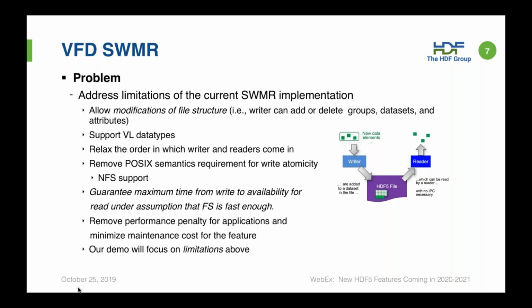We would also like to support variable length data types that are mostly used, for example, in streaming some sequences or time series into HDF5, or some variable length type of strings like market data or buyer data, or some experimental data that really is not fixed in size by nature. We also want to relax the order in which writer and readers come in. As you saw in a previous demo, John had to wait a little bit before starting reader, otherwise writer will not be able to do some things in some cases.